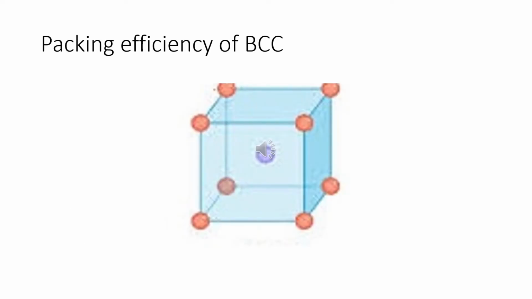See packing efficiency of BCC. BCC means body-centered cubic unit cell. A body-centered cubic lattice has 8 atoms at the corners and 1 atom at the center of the body. That is, the atom at the center will be in touch with the other 2 atoms diagonally arranged.